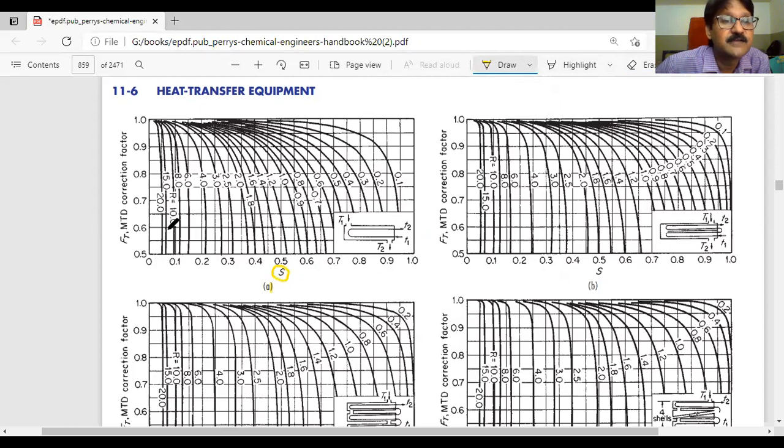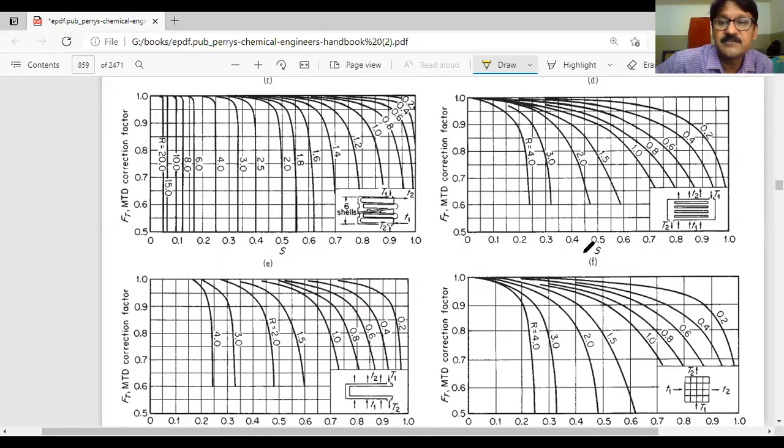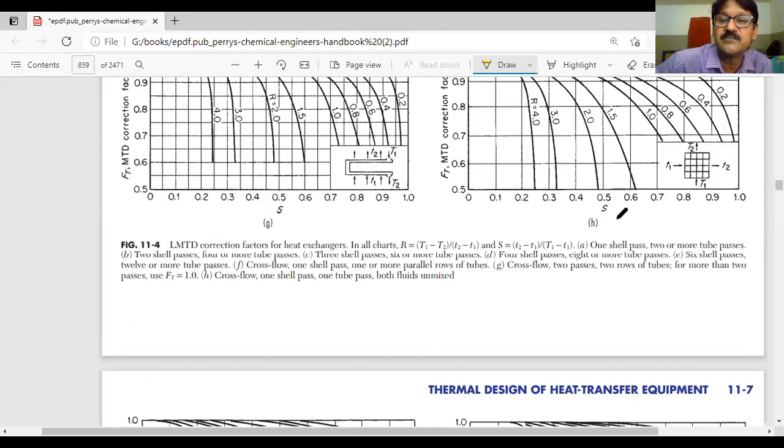S is here, and you can see these are the R values. R values are vertical. This is R, and the x-axis is S, and the y-axis is the corresponding values of FT. You read R and S and the corresponding value, and then you can see this is A, B, C, D, E, F, G, H. These are the values.